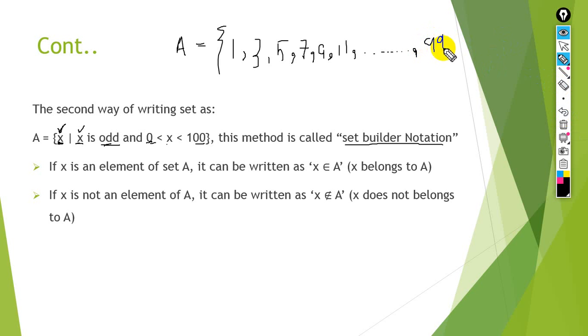So it means that the numbers are between 0 and 100, and 0 and 100 themselves are not included in this set. Okay, so we can say this is a form of set builder notation. Second one: if x is an element of set A, it can be written as x belongs to A.